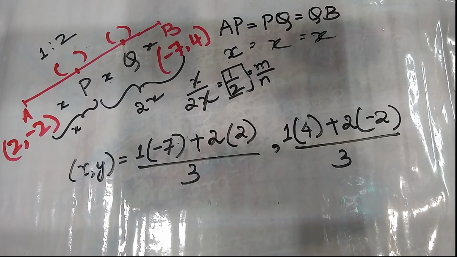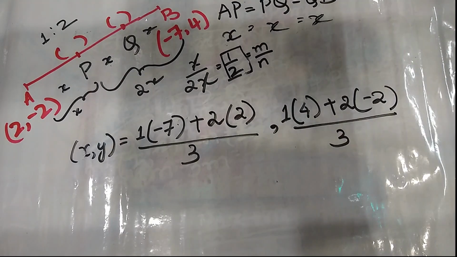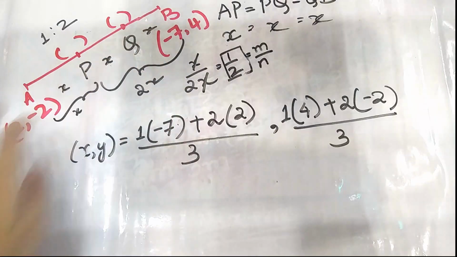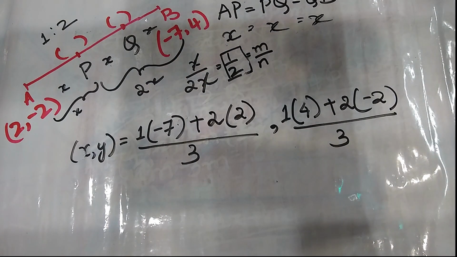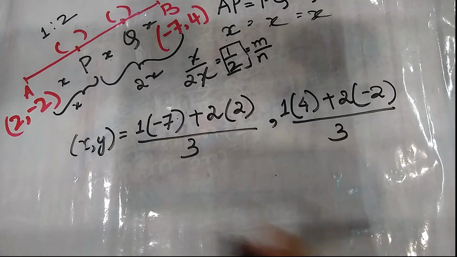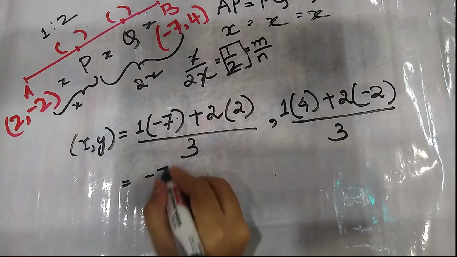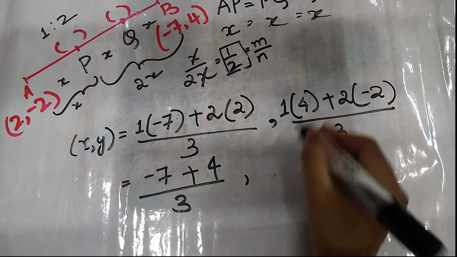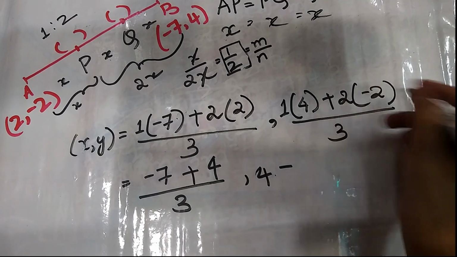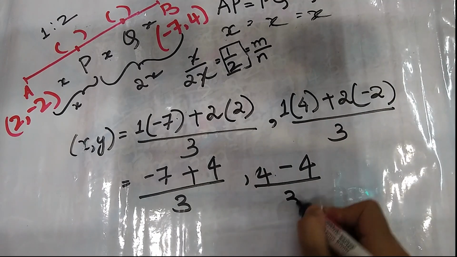Now I haven't written the formula here because we already know it. In the other two previous problems you've already written the formula, so you don't have to write it again. Here, these coordinates and ratios are already given to me, and I have just placed them in the formula because I remember it. Now, minus 7 plus 2 into 2 is 4, divided by 3, comma, 4 minus 4 divided by 3.